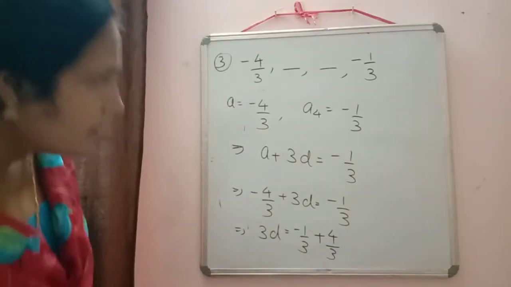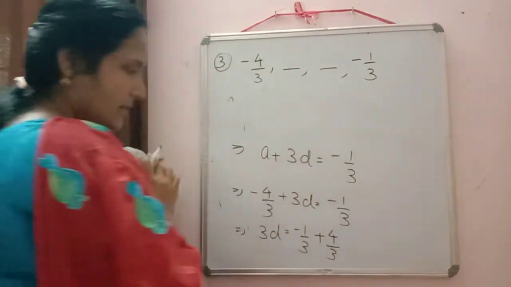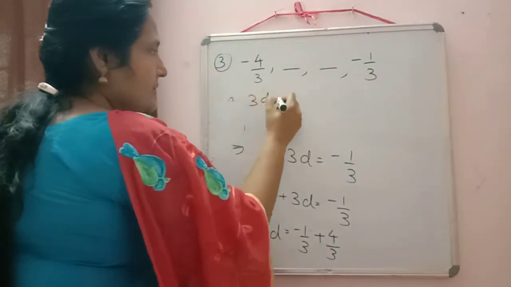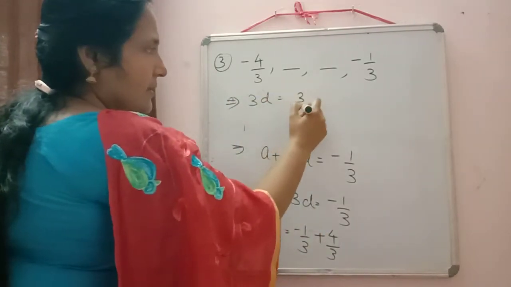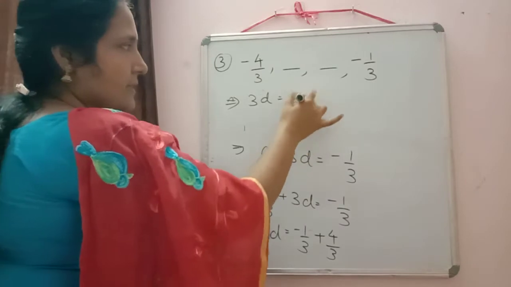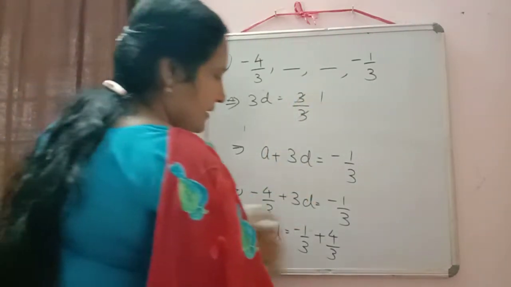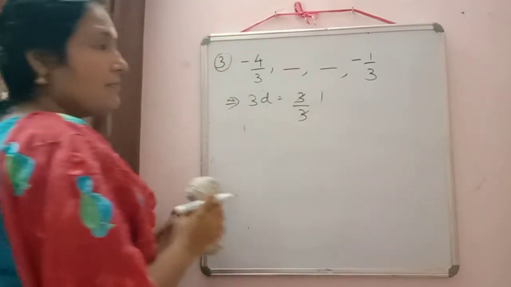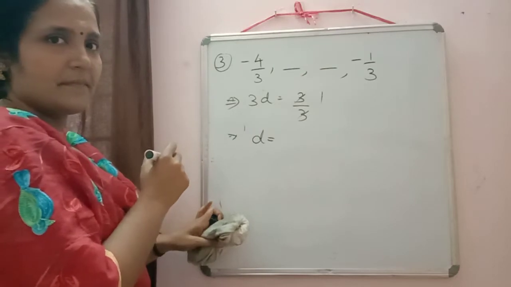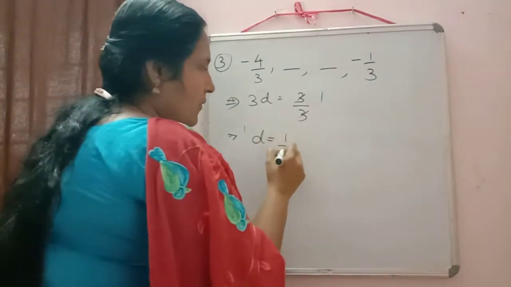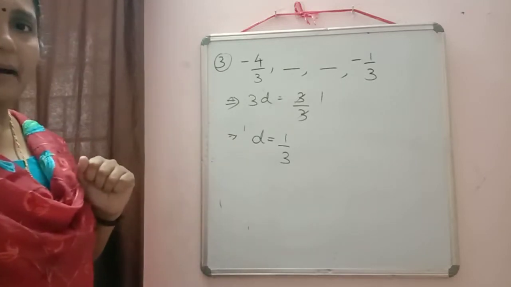Denominators are same, so directly we can add the numerators. So 3d is equal to 4 minus 1 by 3. The 3 by 3 will get cancelled. We will get 3d is equal to 1. If 3d is equal to 1, then d will be equal to 1 by 3. So we got the common difference as 1 by 3.